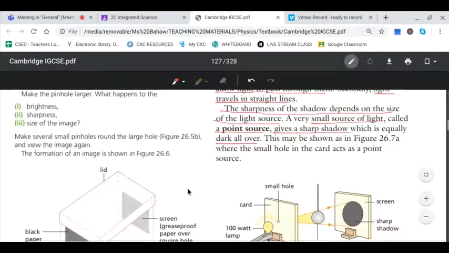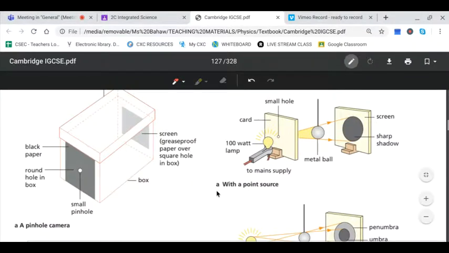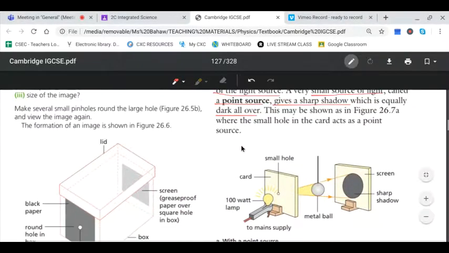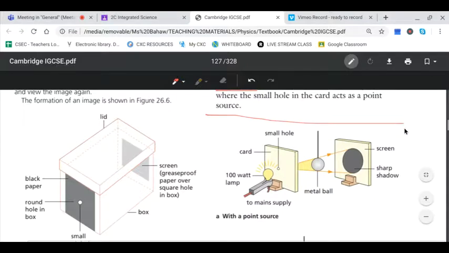So I'm going to scroll down. Now I will send you these notes, by the way, so you don't have to rush and write anything here. I'm just showing you this figure. We will take a look at the shadow that is forming with a point source. This is the bulb, the light source, the point source of light. Here we can see there is a small hole where the light is going to pass through. That will prove that light passes in a straight line through that hole.